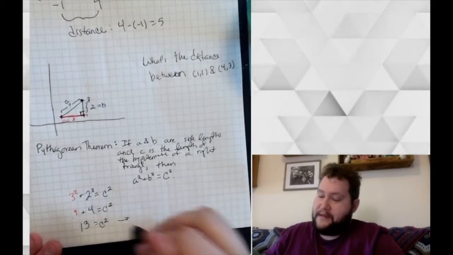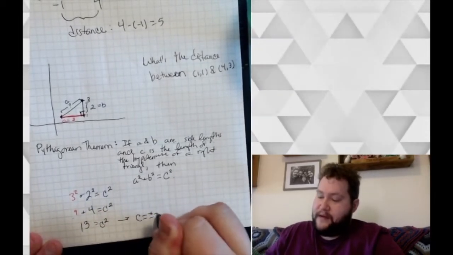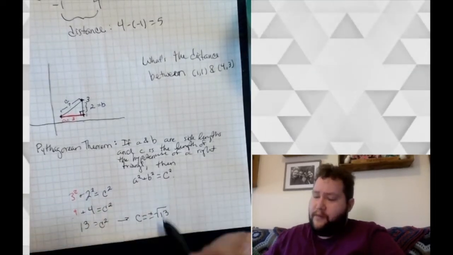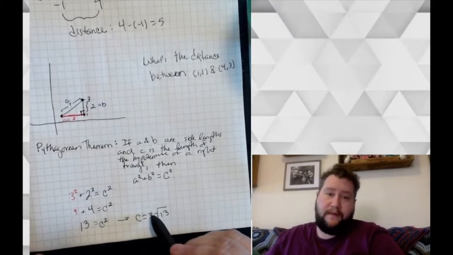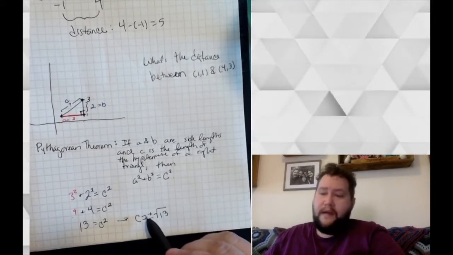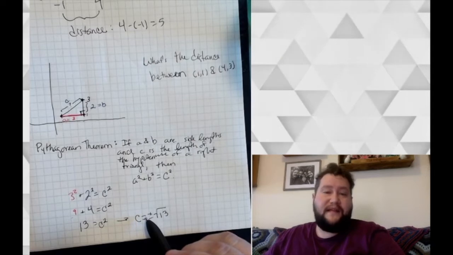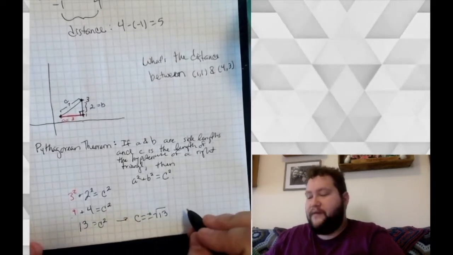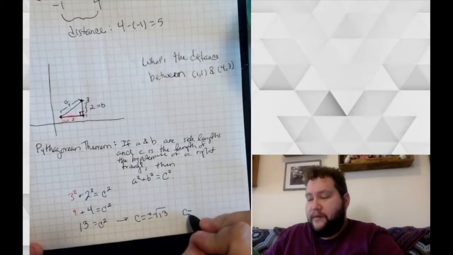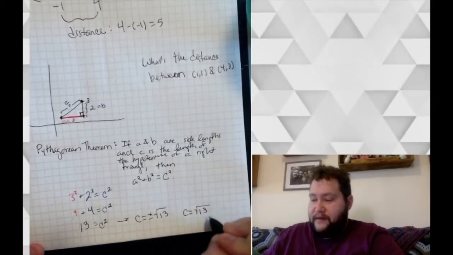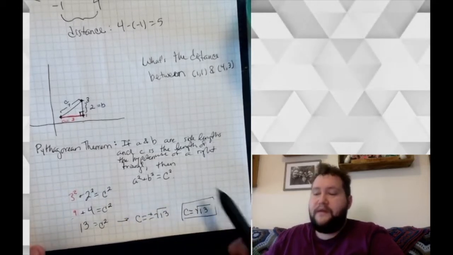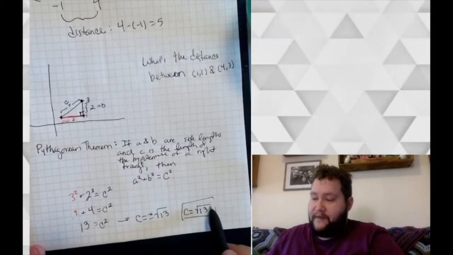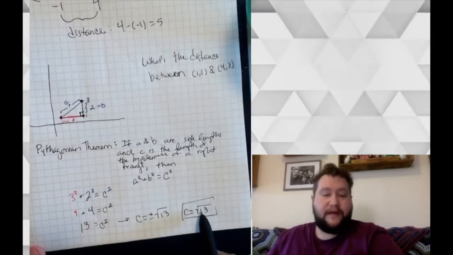And that means that C is plus or minus the square root of 13. So remember, when we take our square root, we get a plus or a minus. But it doesn't really make sense to say that something is a negative length from somewhere else. And so by convention, we'll only use the positive distance. So the distance between this point and this point is the square root of 13, and we'll only care about the square root.